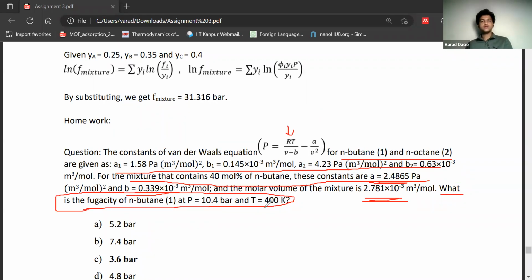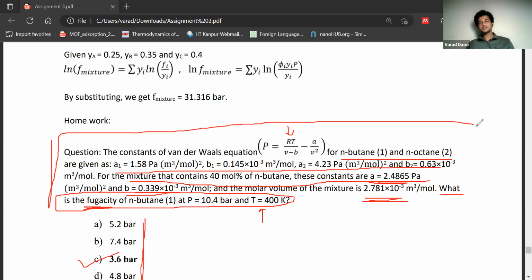The concept we have used in this class only. If you look carefully at the questions we have solved, you will find the concept there. We are asked to find fugacity, and these are the 4 options. I'll also give the correct answer: 3.6 bar is the correct answer. Now this is a homework question which I am giving. We can discuss it in the next class.